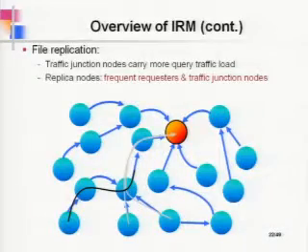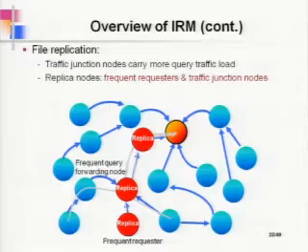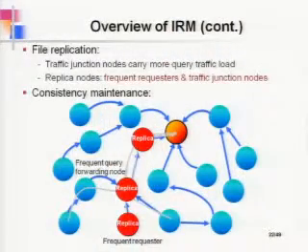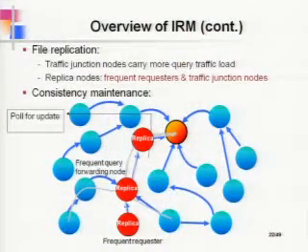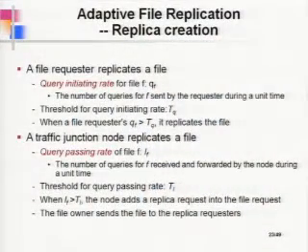Now let's see an overview of IRM. For file replication, we can see that traffic junction nodes carry more traffic load. So IRM replicates files in frequent requesters and traffic junction nodes in order to improve the utilization of replicas. Now this is IRM for file replication. For consistency maintenance, the replica nodes will actively poll the file owner for the update. Now let's see the details.